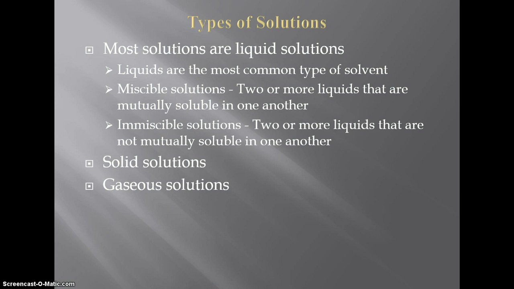Gaseous solutions, an example would be the air around us, a mixture of several different gases. Nitrogen is the solvent because it's the majority substance, and then oxygen would be the major solute, and you would have things like carbon dioxide and argon, which are other solutes as well. So those would be different types of solutions. And gases can act as solvents only with other gases. That's the only time they can do that.